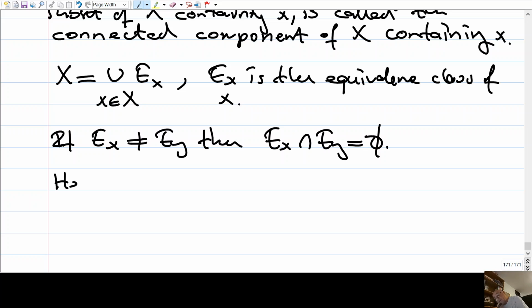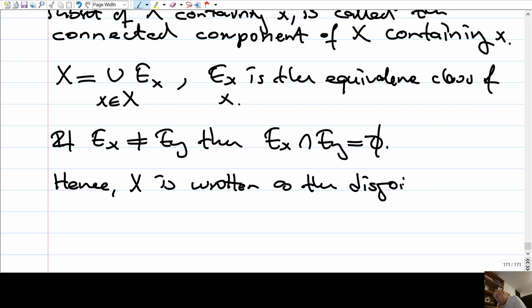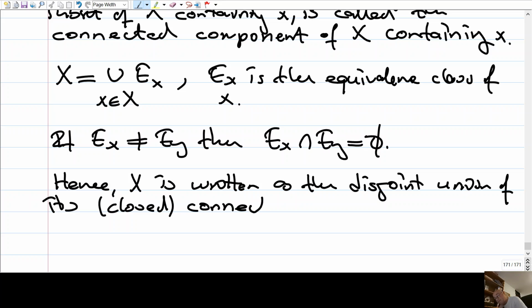So what we have is that X is written as the disjoint union of its connected components. And each connected component is closed, right? We have seen that. Each EX is closed. Hence, X is written as the disjoint union of its connected components, which are automatically closed.